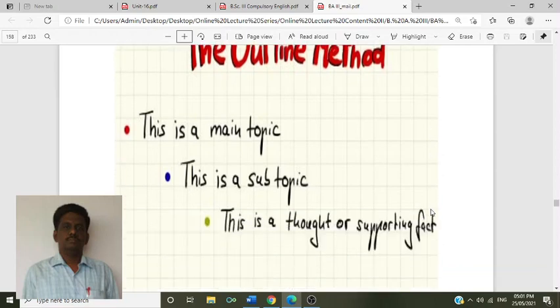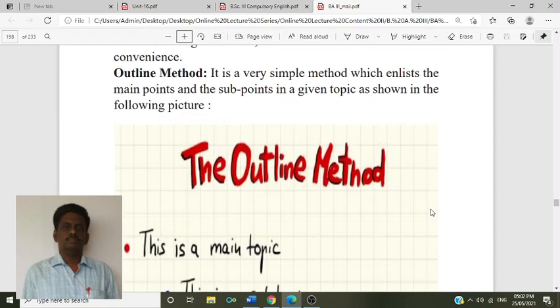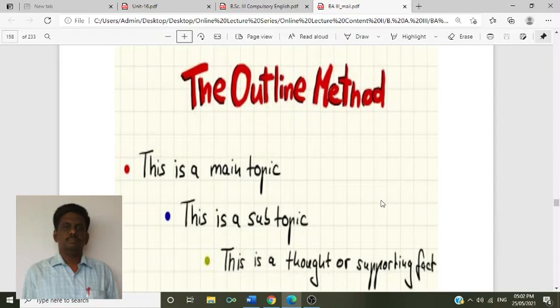So here you can see, first thing you are noting is the main topic, then subtopic, and then supporting facts or thoughts. So this is what the outline method of note taking is. You can understand that this is not rocket science. This is a very simple thing. We are not supposed to stick to this method only, because note taking for one person is different from another person. So only for convenience we are learning this method, the outline method.